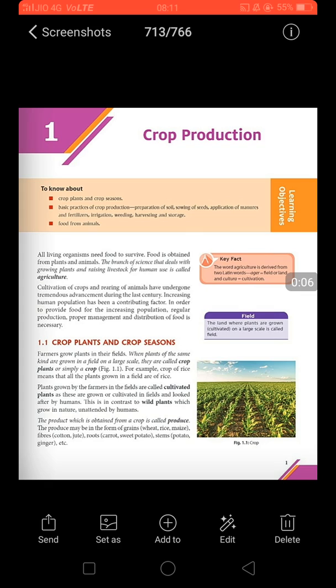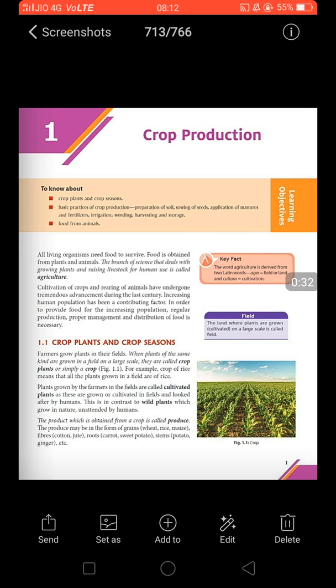So, today we are going to start your first chapter of science, that is crop production. In your lower classes, you have studied about food, components of food, nutrition in plants, and nutrition in animals, and all those things are related to food. So, in this chapter, we will study about how that food is produced by our farmers. So, basically, this chapter is about food production or crop production.